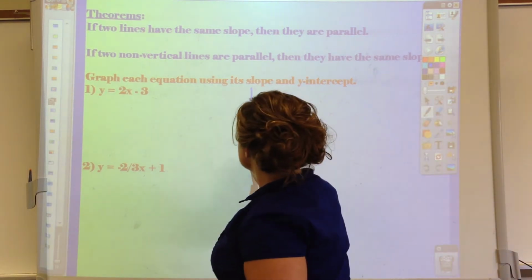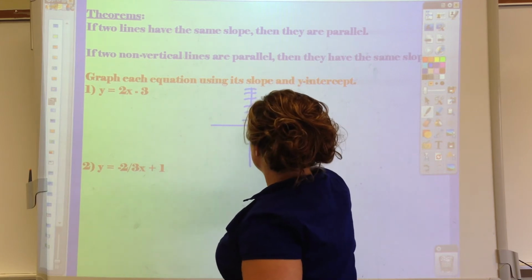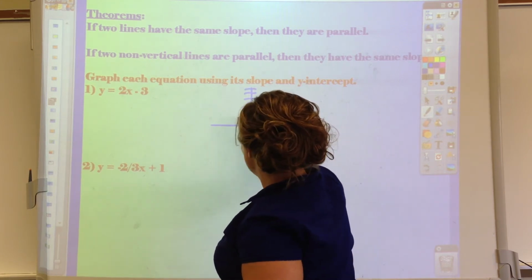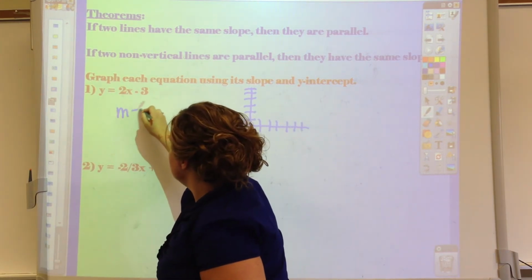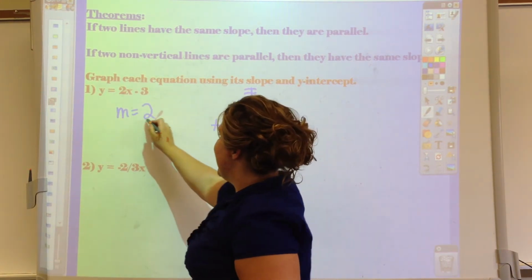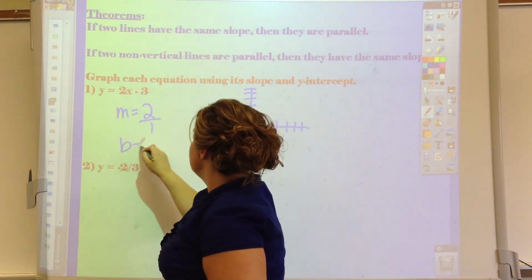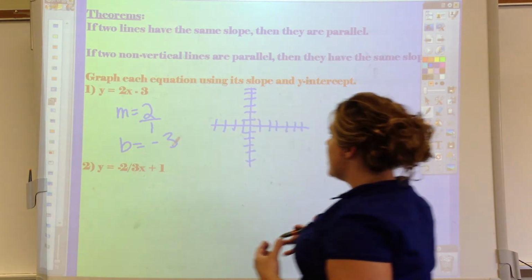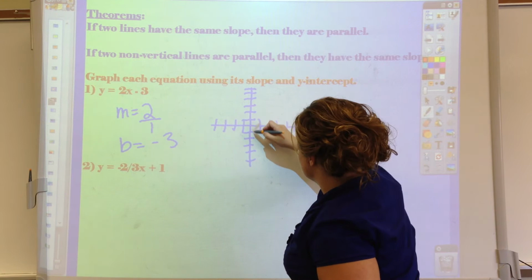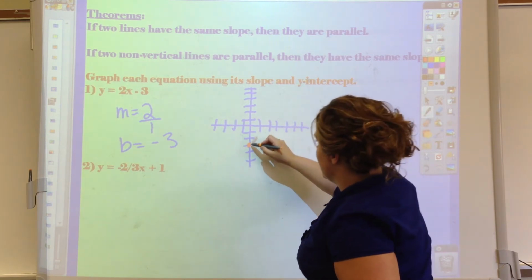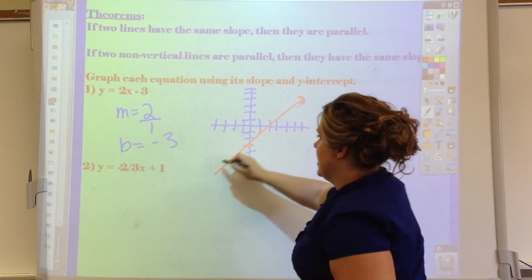For this first graph right here, please notice your M and B values. Your M value is 2, that's your slope. And remember, if it's a whole number, we always put it over 1. Your B value is a -3. That's your y-intercept, and that's where we're going to begin on our line. I'm going to start at -3, and then I go up 2 and over 1, and connect my dots.